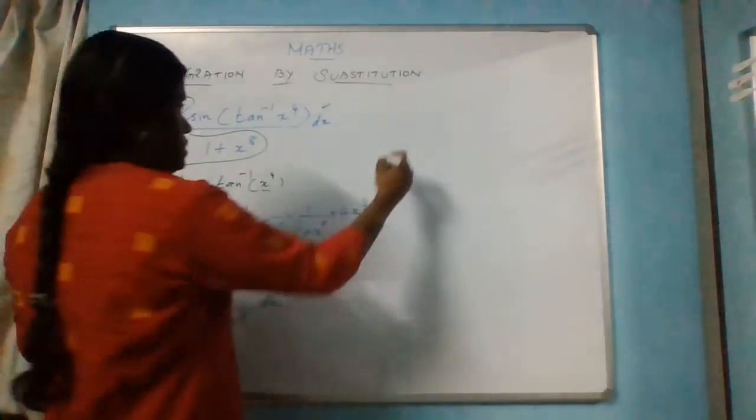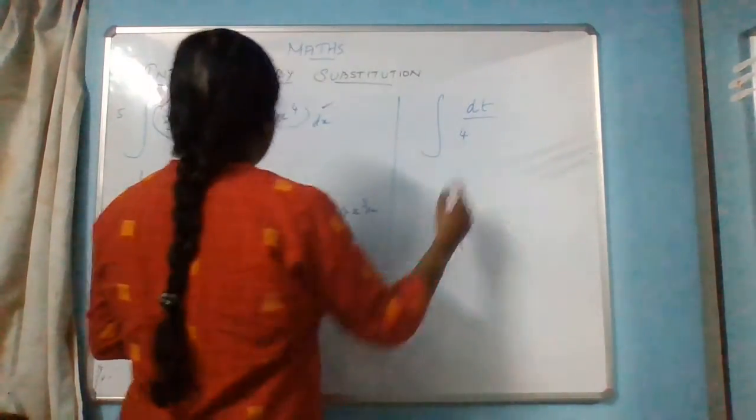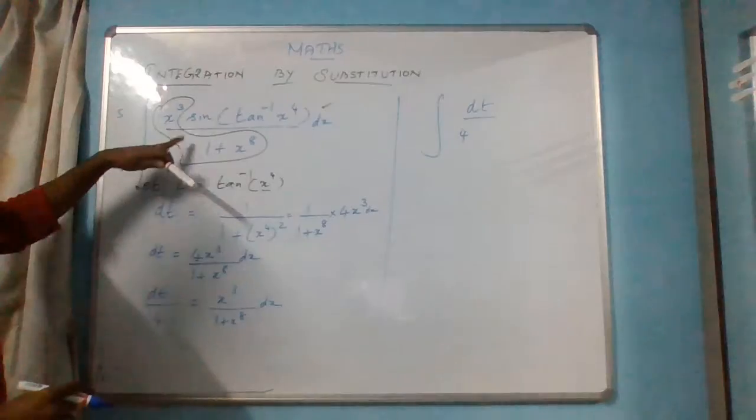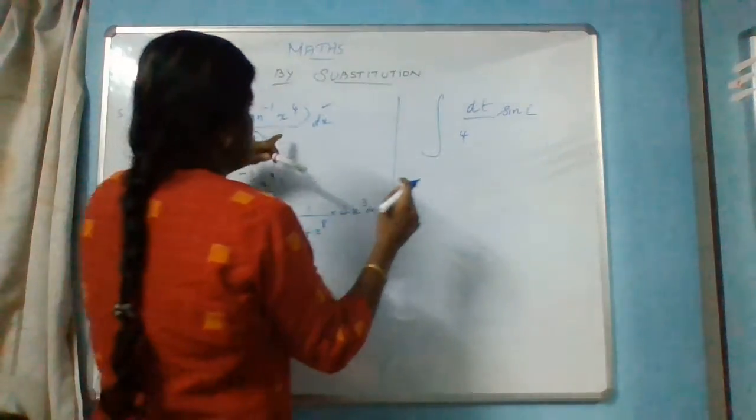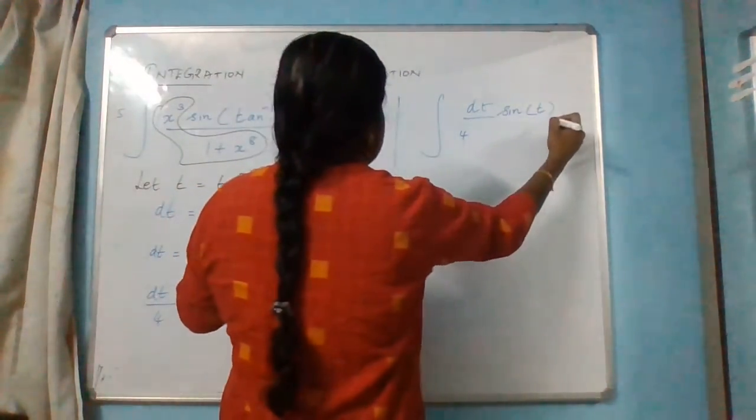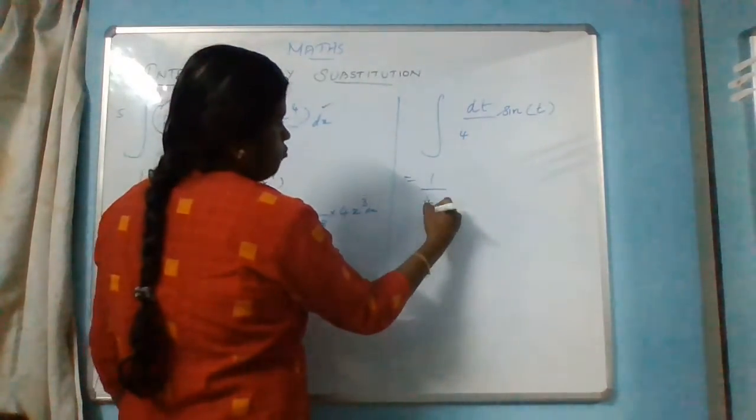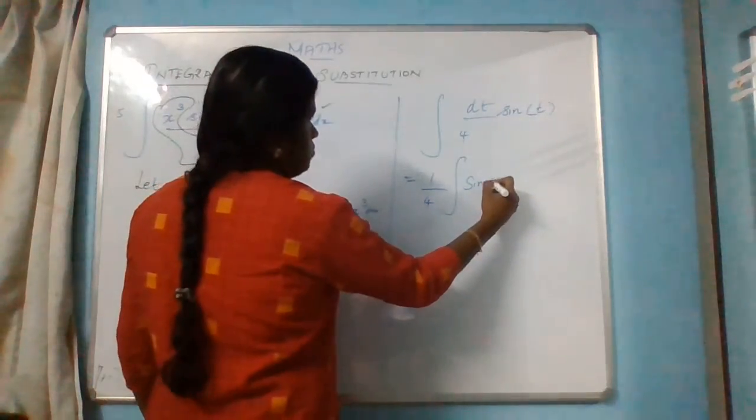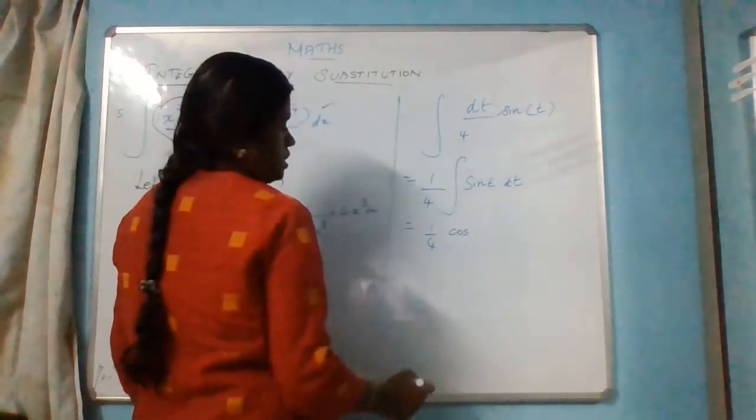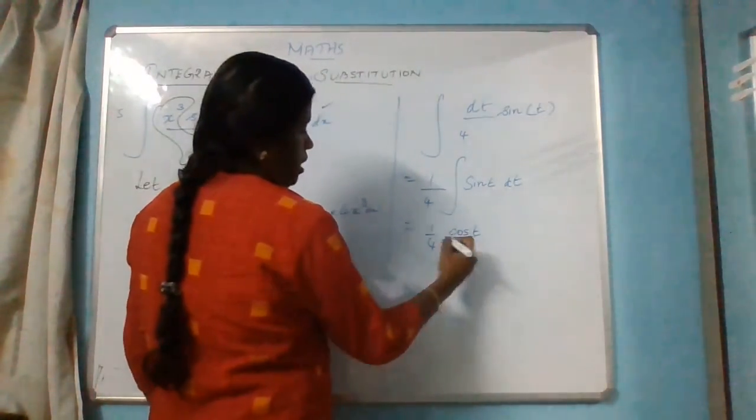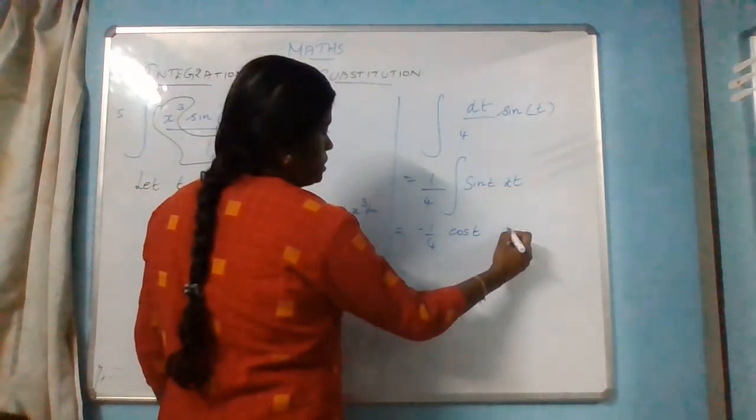Now when I replace this, the integral becomes sine of tan inverse of x power 4, which I have taken as t, so sine t into dt by 4. You can bring the 1 by 4 out, and this becomes integral of sine t dt. What is the integration of sine t? It's very simple: the integral of sine x is minus cos x. So we get minus 1 by 4 cos t plus c.